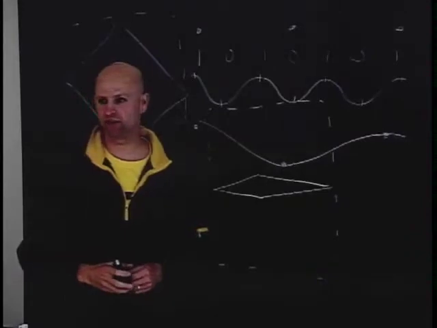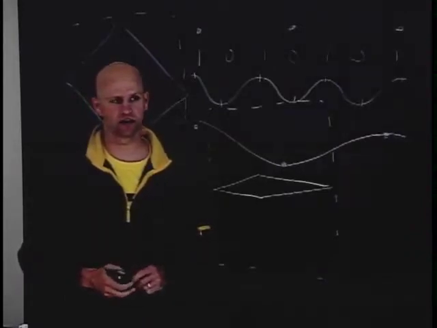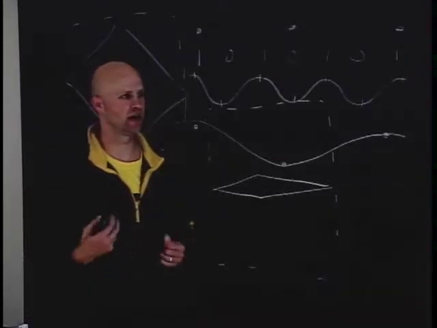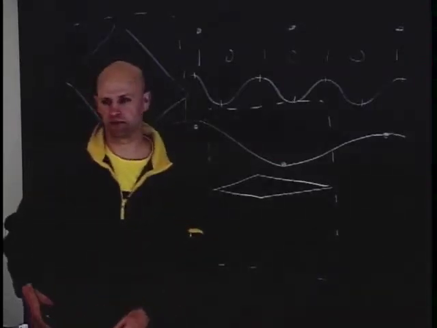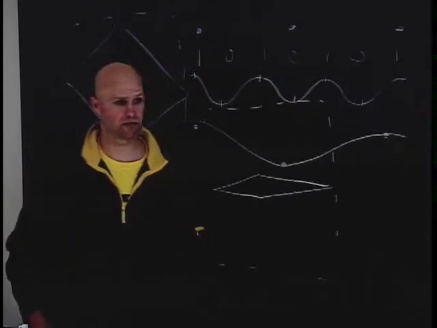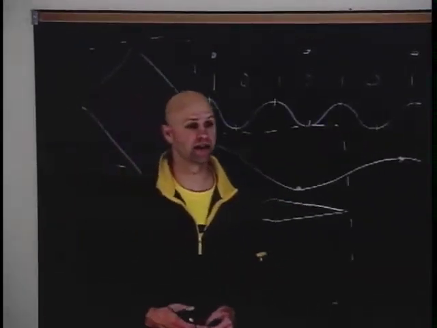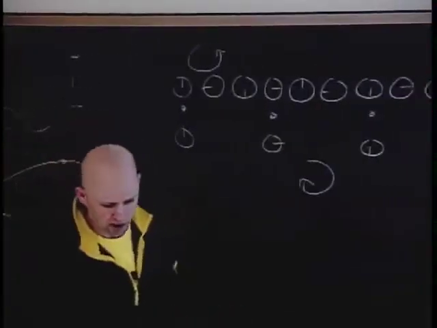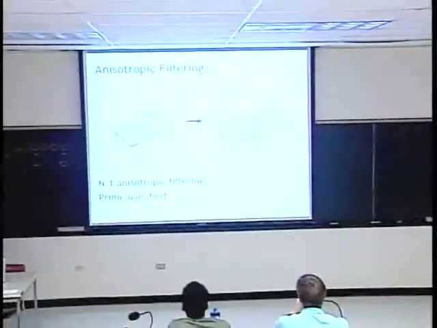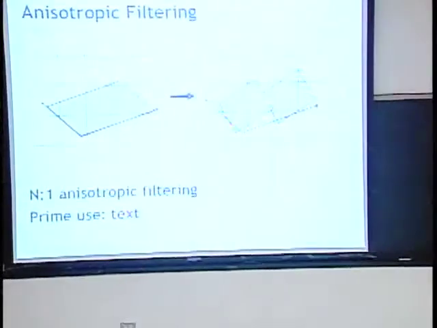What will happen if you do that is you're going to get over blurring. You're going to go to a higher level of the bitmap pyramid than you otherwise would like to. And as a consequence, it's going to be much more blurred than you otherwise might like. So what we want to do then is do something they call anisotropic filtering.